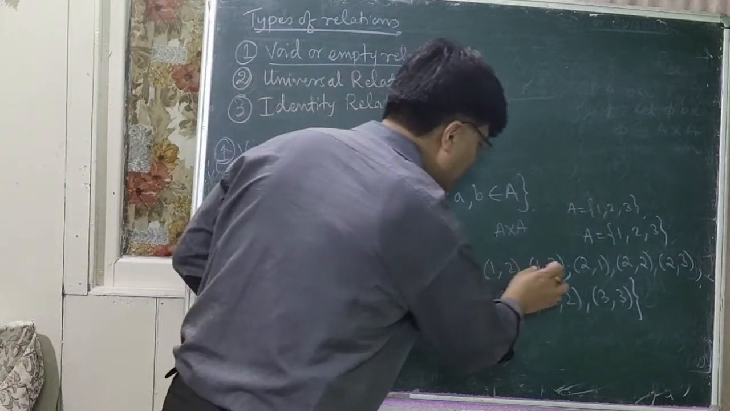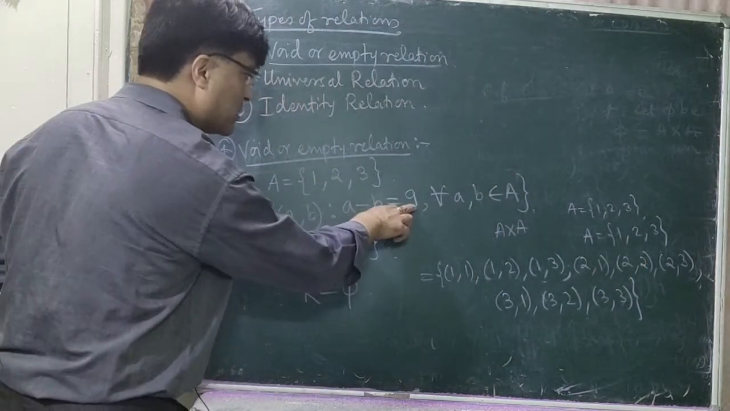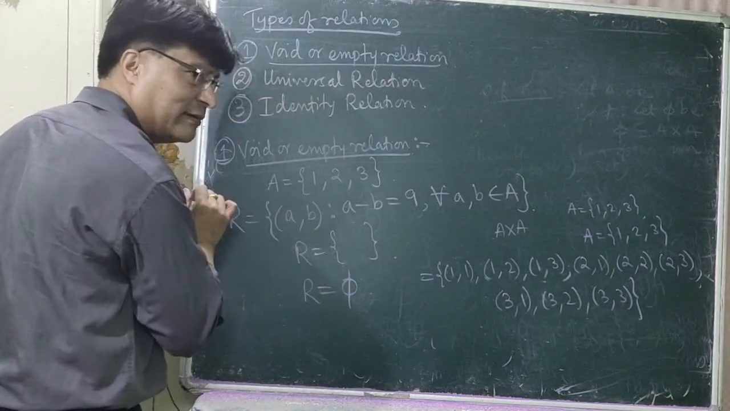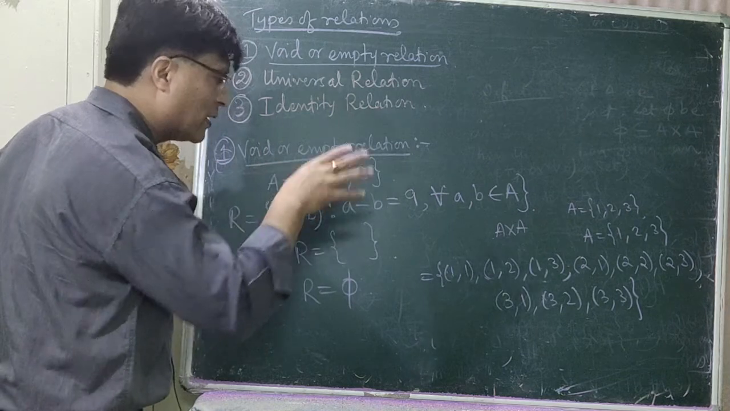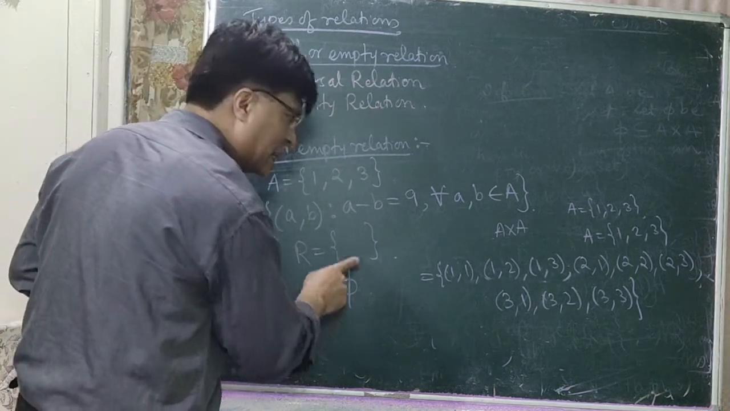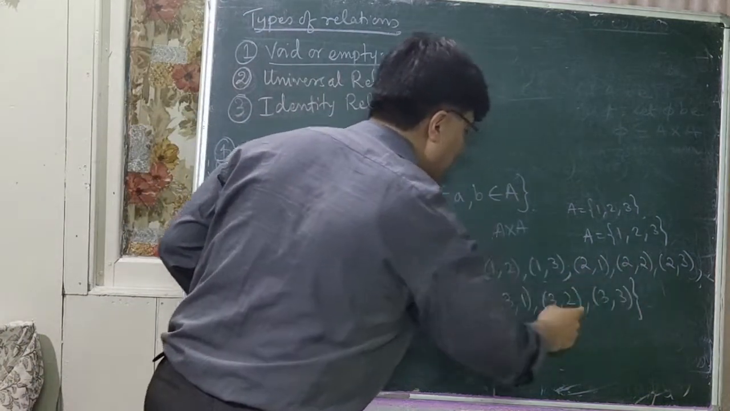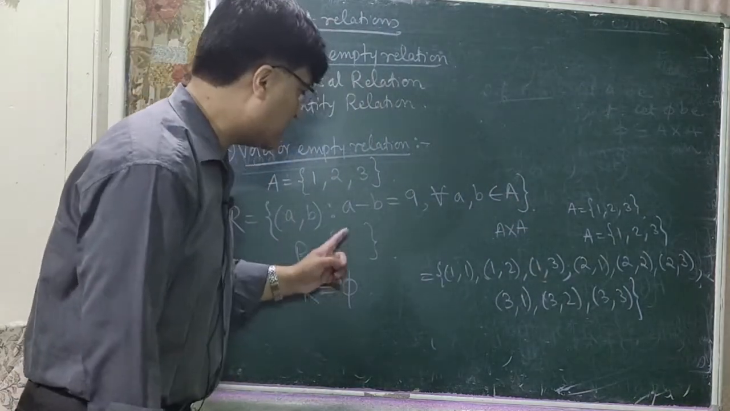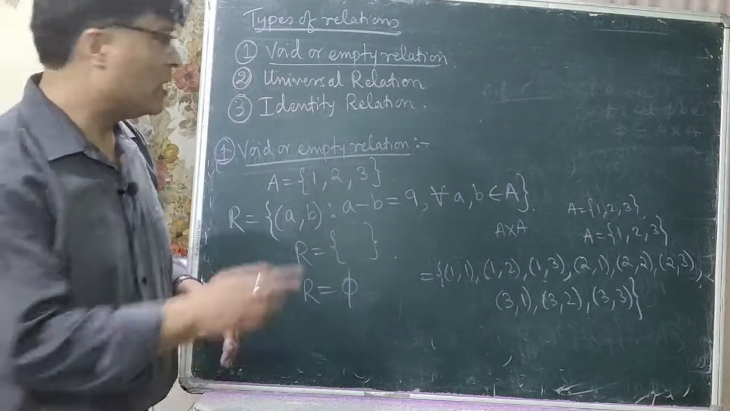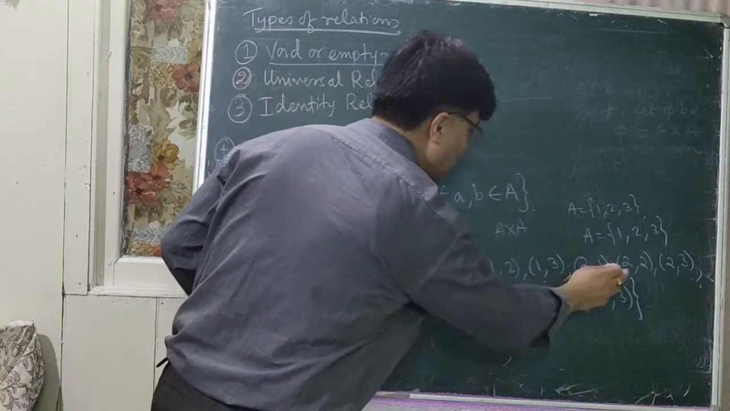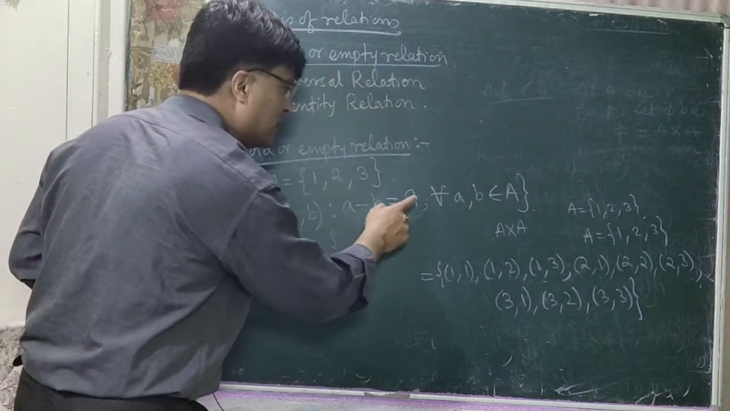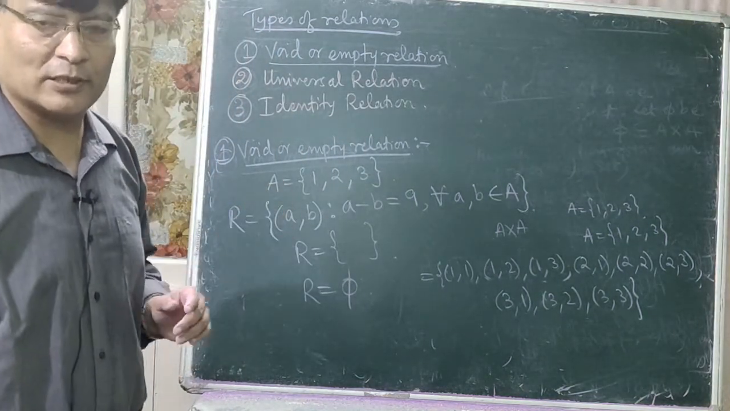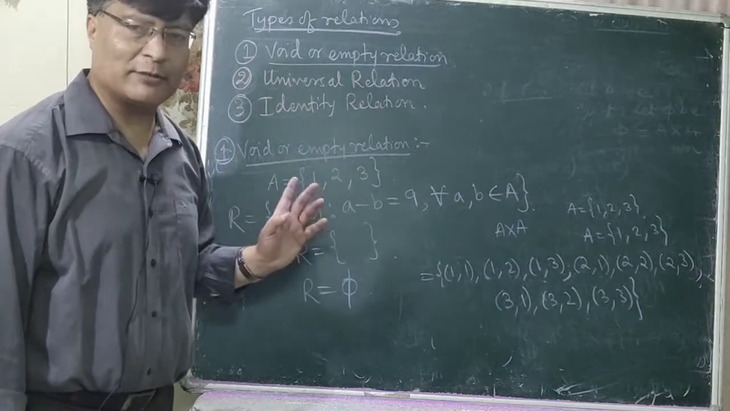So, yeah, is there any pair of numbers whose subtraction is 9? There is none. So here none has come. Is that clear to all of you? That means this phi is a subset of all these elements in A cross A. Because this phi is an empty set. There are no two numbers whose difference A minus B satisfies 9. So I think you have understood it. You must understand this well.